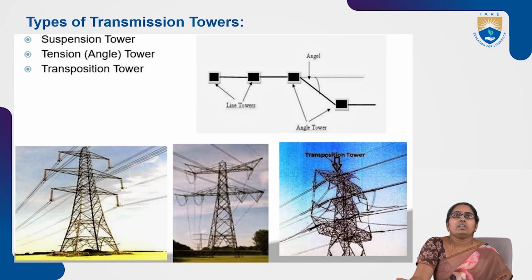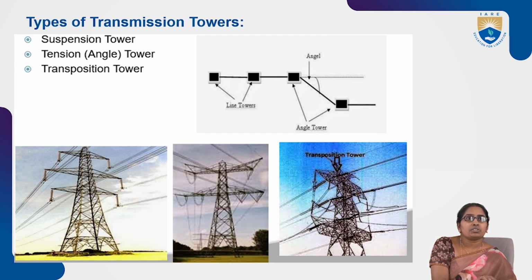So we see here the suspension tower. The first picture shows the suspension tower. Then the tension tower. This is a tension tower. Suspension tower means the lines are just passing. The lines are supported by the tower through the insulators. Down the insulator, the conductor is connected.